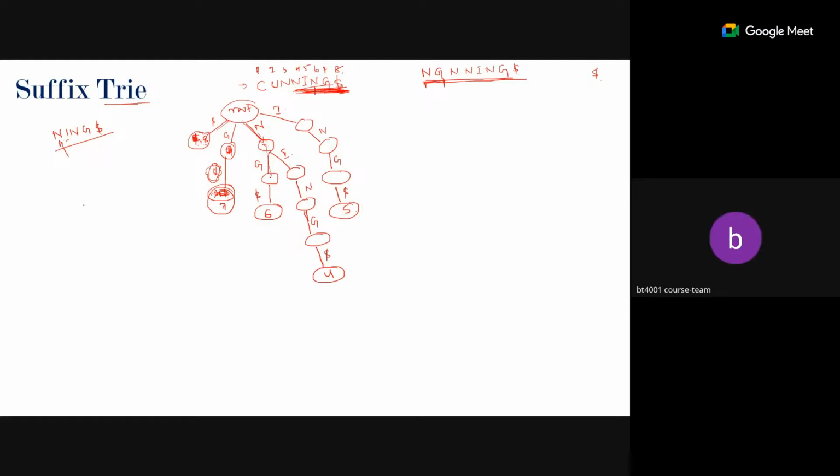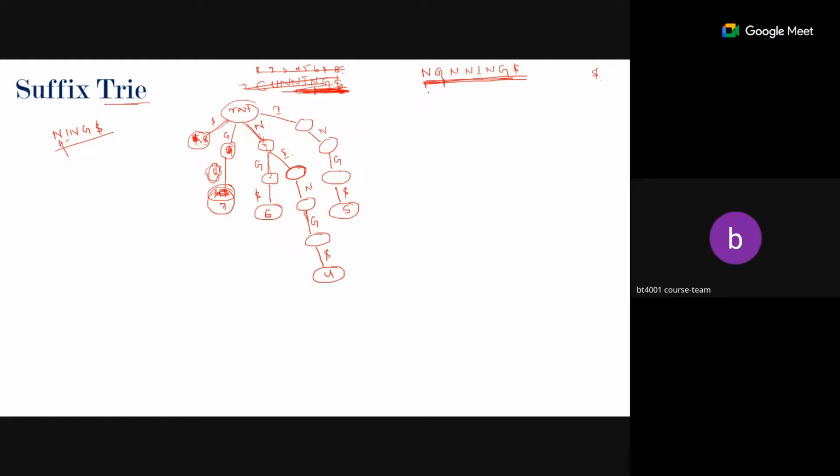The reason why I'm just keeping on adding this ing dollar directly is because when I add this node over here, it doesn't have any child. I already know that, so I don't have to look for a child which has the character n over here. So I just keep on adding. Does that make sense? Yeah. Okay. So for the next one, should I go ahead with nning instead of cunning? Yeah, I think that will be better. So let's take nning instead of cunning.